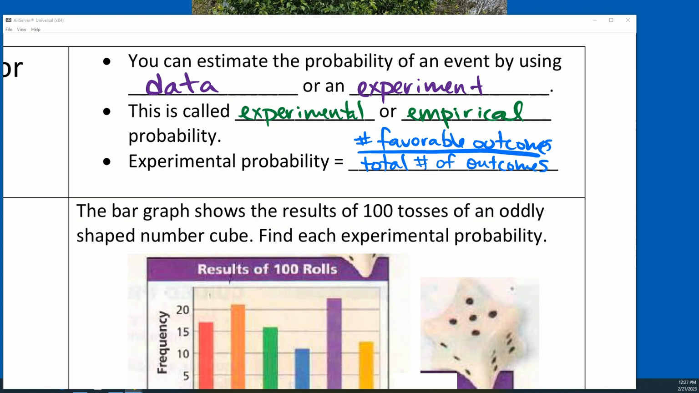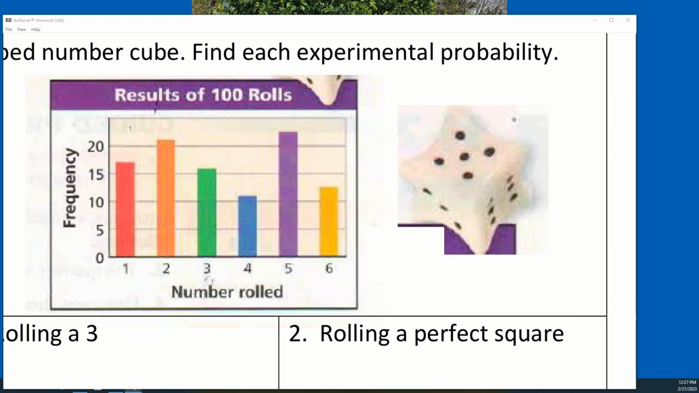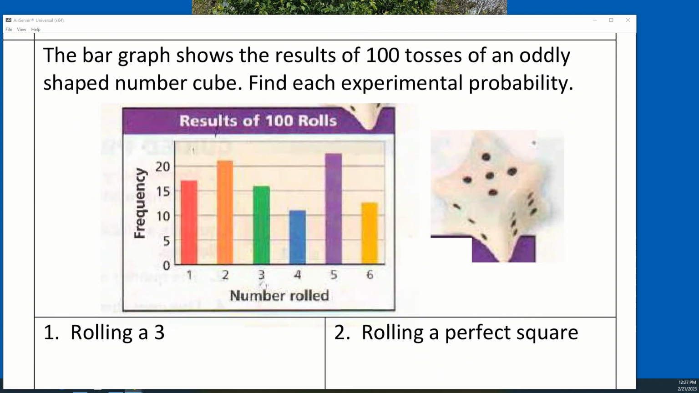All right, so this bar graph shows the results of tossing an oddly shaped number cube 100 times. So you can kind of tell, I don't know if on your paper you can tell, it's got weird angles on it. One thing to keep in mind is on the EOC, they're not going to call number cubes dice, they'll call it six-sided number cubes. So anytime you see six-sided number cubes, they're talking about rolling a die. So this one is weird shaped, and it was tossed 100 times, and you can see how many of each number it landed on.